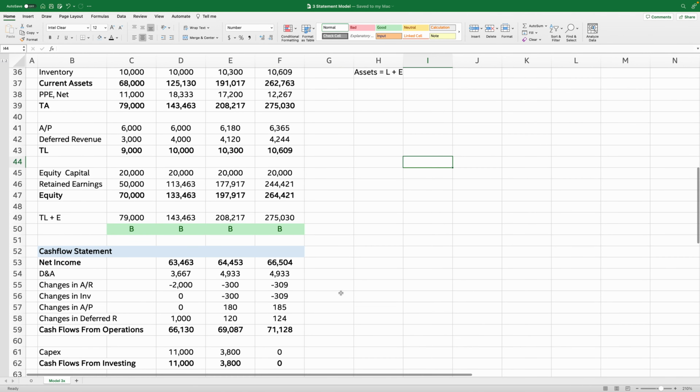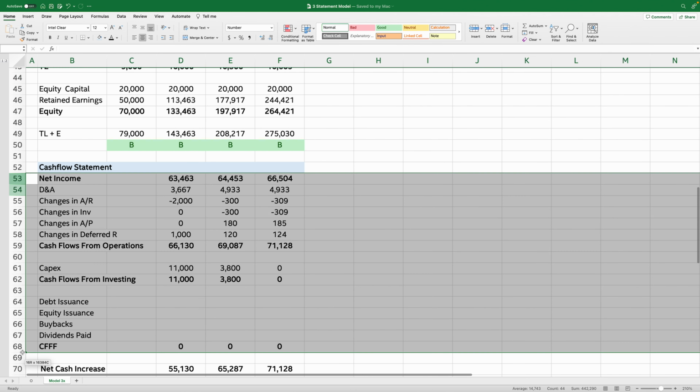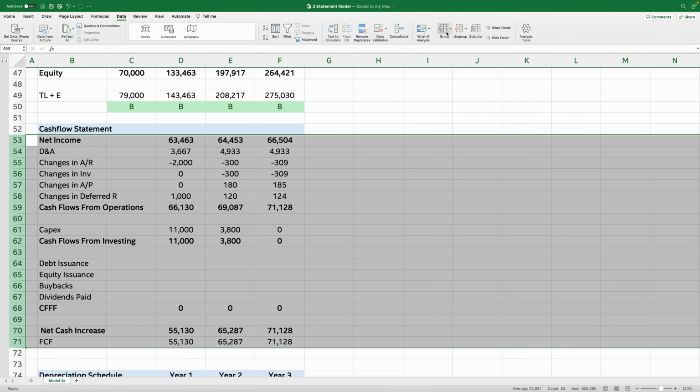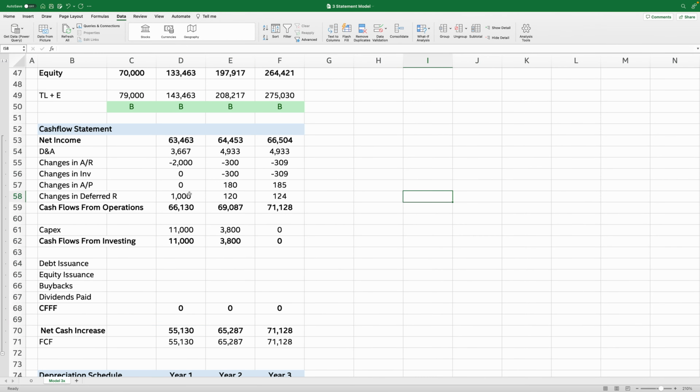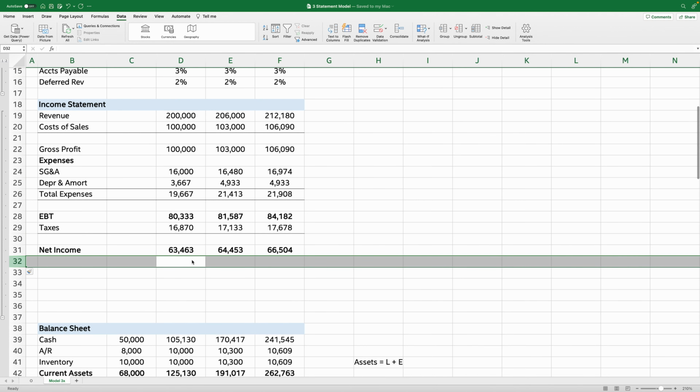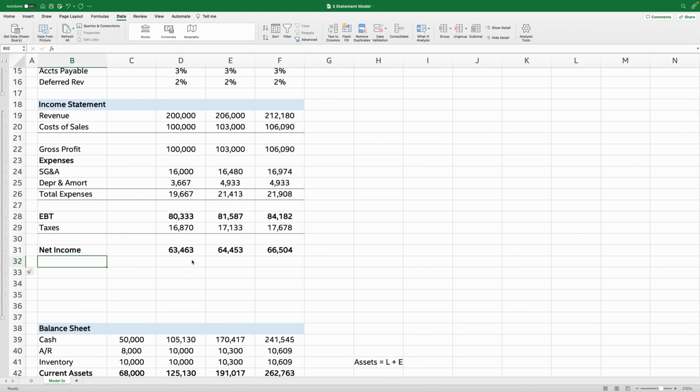All right, so everything balances. So let me make this, let me group it. Data group. And then let me come back to the income statement to calculate a few ratios. So the first thing I want to see is revenue year over year, which we know because we made the assumptions.